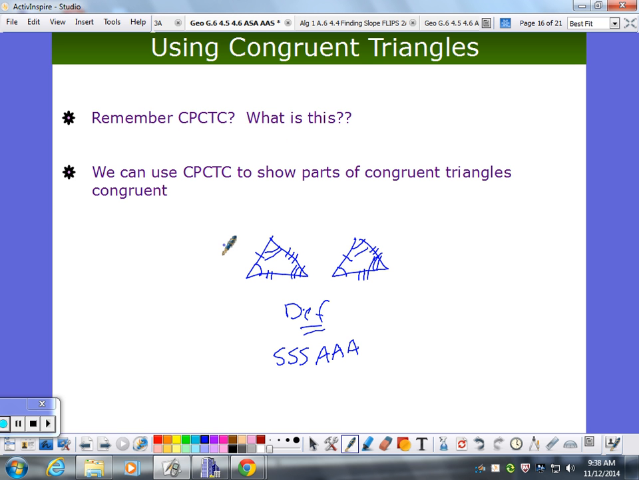So let's say I have proven that I have my congruent triangles, but now I want you to prove that these 2 things are congruent. So if you're given 2 triangles and asked to prove those 2 sides are congruent, go ahead and prove the whole triangle is congruent, and then say, well then these must be congruent as well, because corresponding parts of congruent triangles are congruent.